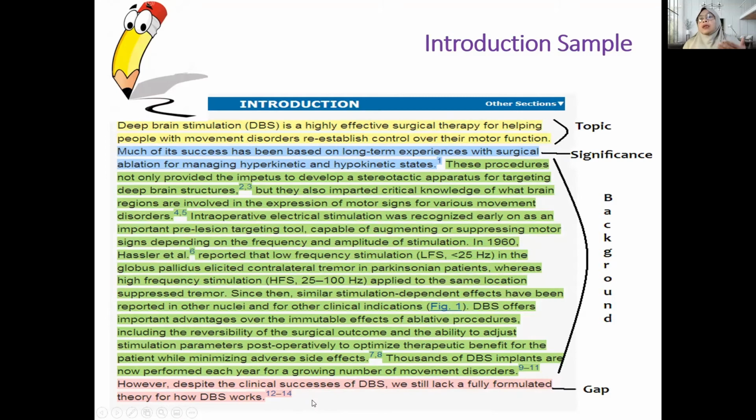Then you should say, however, despite the clinical success of DBS, we still lack a fully formulated theory of how DBS works. So this is how to show the gap. You tell what others have done, and then you use a keyword like however or despite. Most of the previous work has tackled this issue. However, limited research has been conducted on this. So this is how you show the gap.